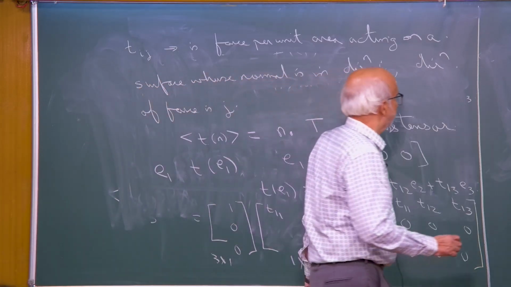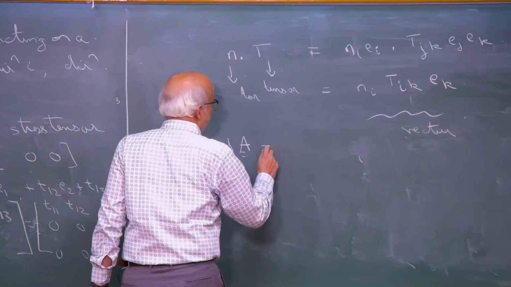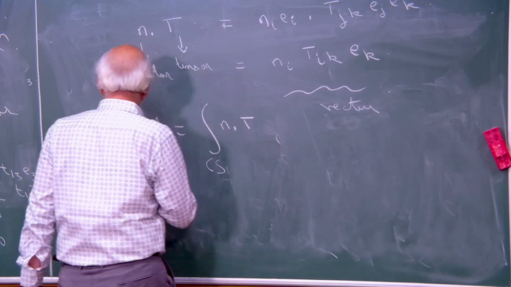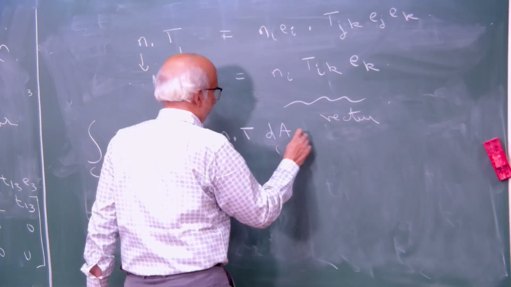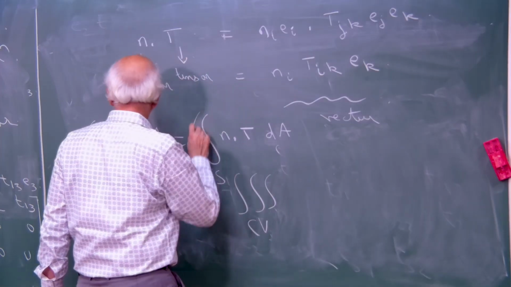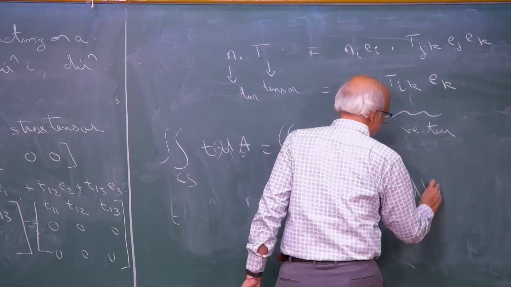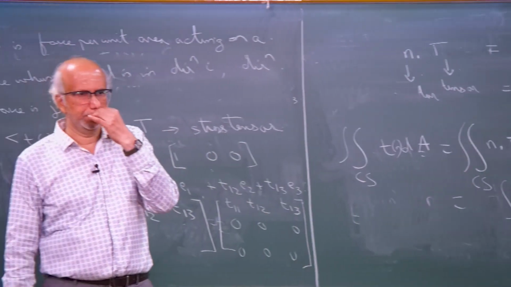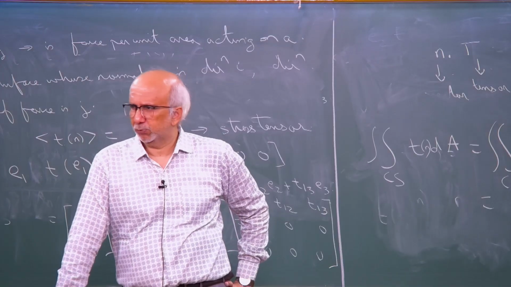Okay. So, integral over the control surface of T dA is nothing but integral over the control surface of n dot T dA, and this can be written as integral of divergence of T dV from the divergence theorem, which you must have studied earlier. We saw that. So, we are converting the surface integral to a volume integral. That is what we wanted to do.